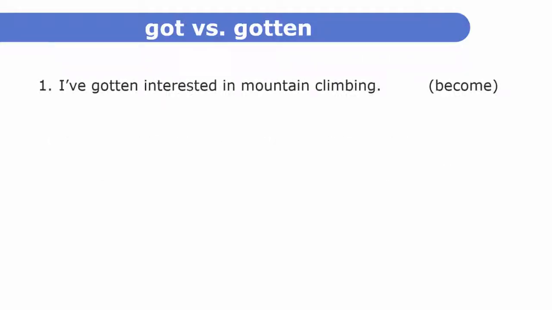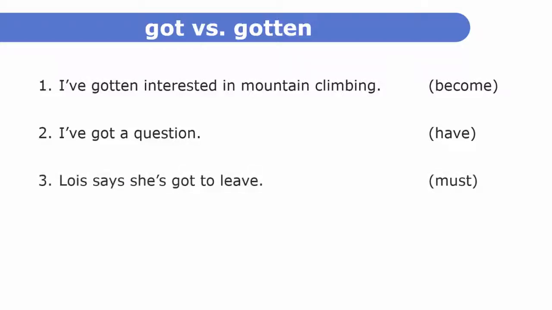In our original examples, here's the first one. I've gotten interested in mountain climbing. Can you see why we're using gotten here? We're using it because I'm saying I've become interested. In the second example, I've got a question. Now this is in American English. We're using got, or rather have got, to mean have. I have a question. And in the third example, Lois says she's got to leave. Here, got to means she has to leave or she must leave.